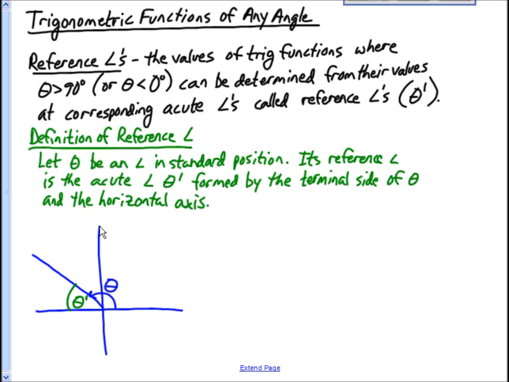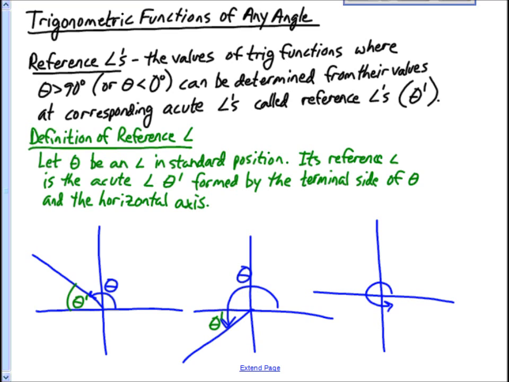Now what if we go into the third quadrant this time for theta? The reference angle is going to be right in here, theta prime. If we rotate into the fourth quadrant, then theta prime is going to be right there, between that terminal side and the horizontal axis. So let's go ahead and find some reference angles for the following examples here.